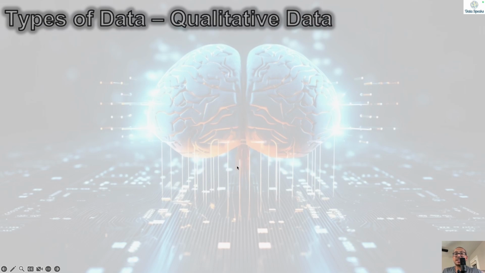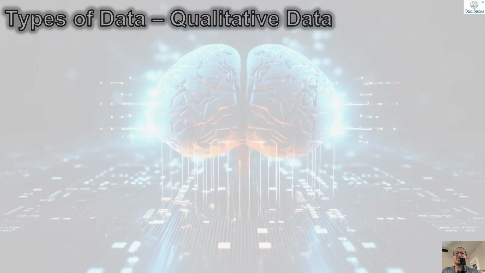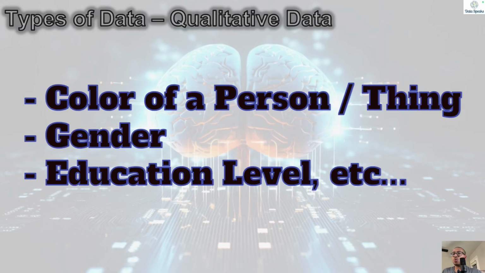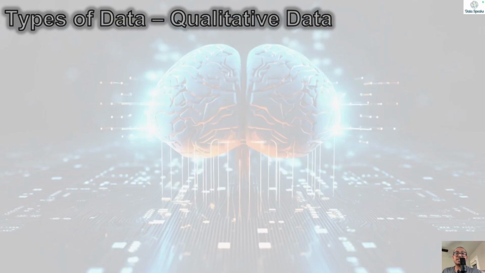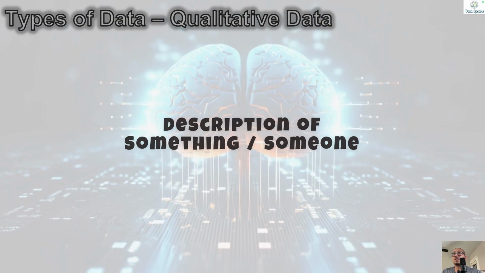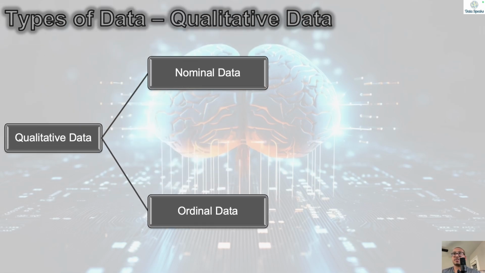Qualitative data, in simple terms, refers to non-numeric information that describes qualities or characteristics. It's used to categorize things based on attributes such as color, gender, or education level, for example. Unlike quantitative data, which deals with numbers and measurements, qualitative data focuses on descriptions and distinctions within the categories.